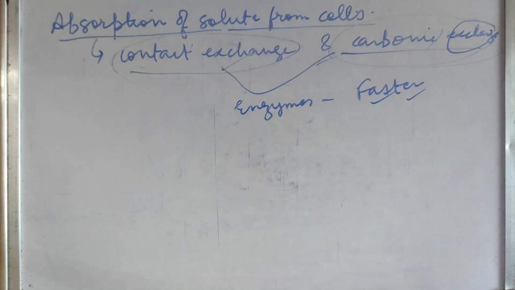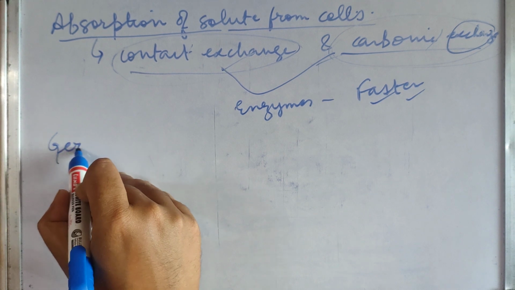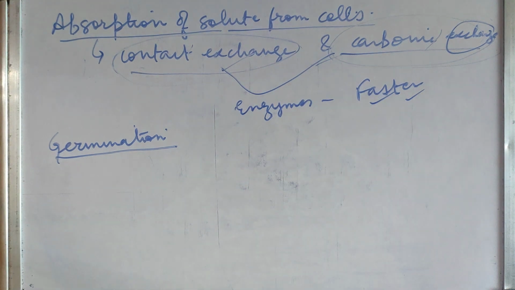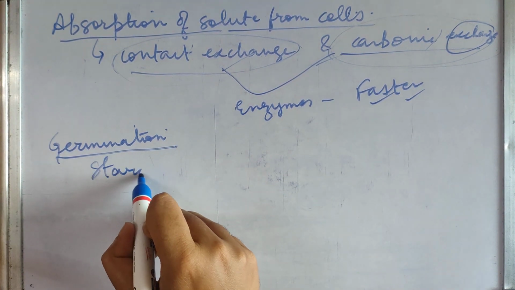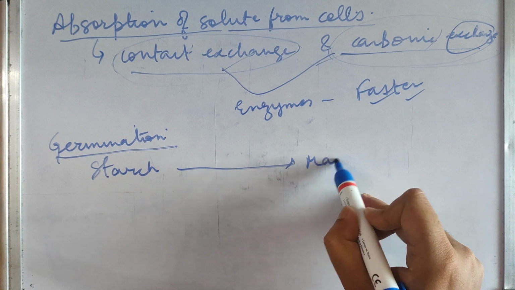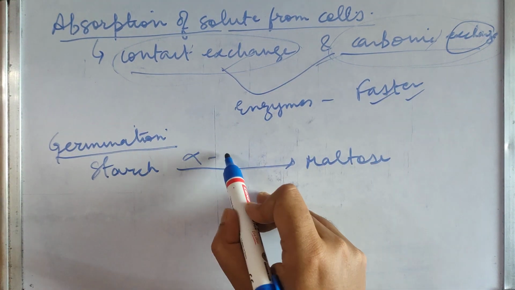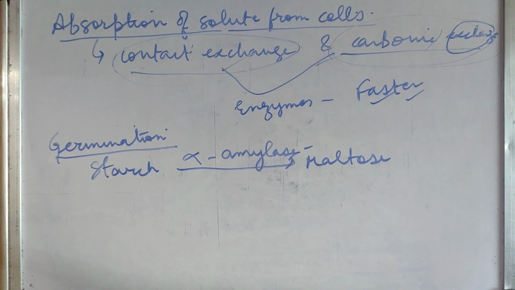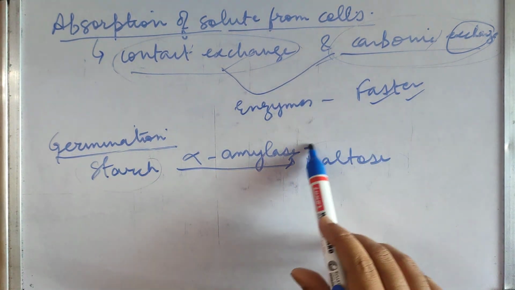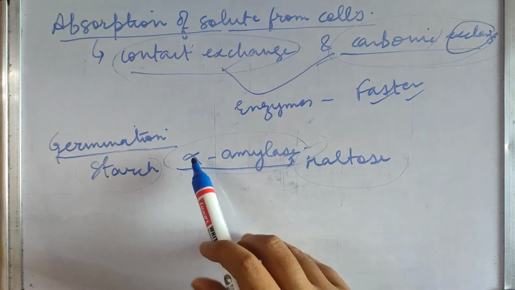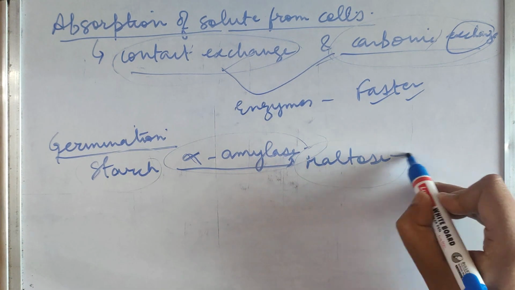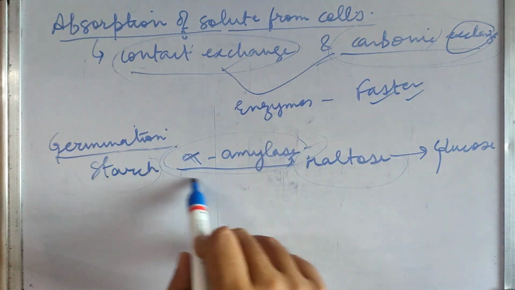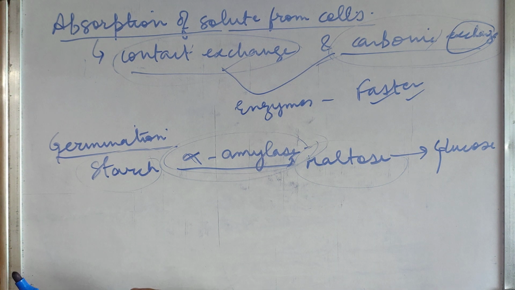And enzymes are also helpful in germination. So what happens during germination? Starch is first converted into maltose, and here the enzyme is alpha amylase. Starch is converted into maltose during germination in the presence of the enzyme alpha amylase, and later this maltose is converted into glucose. So without enzymes we can't imagine germination.